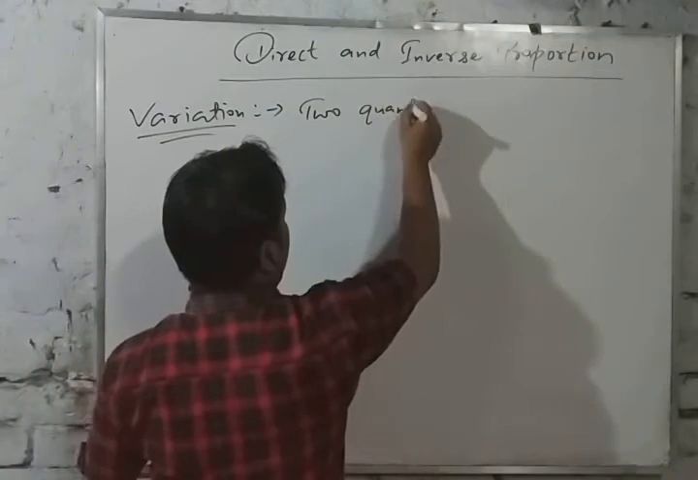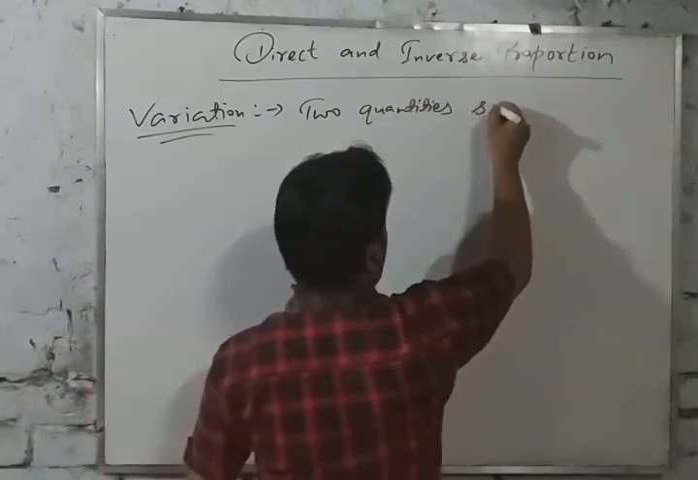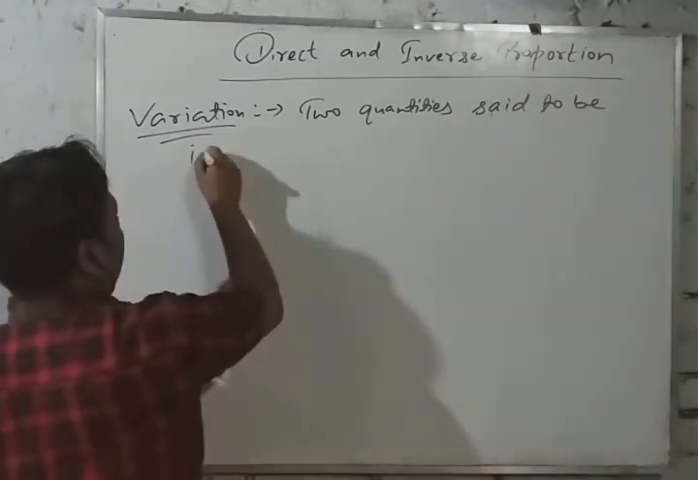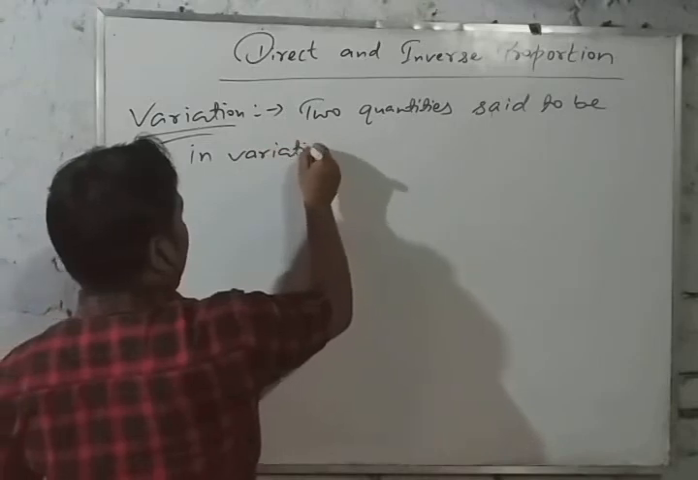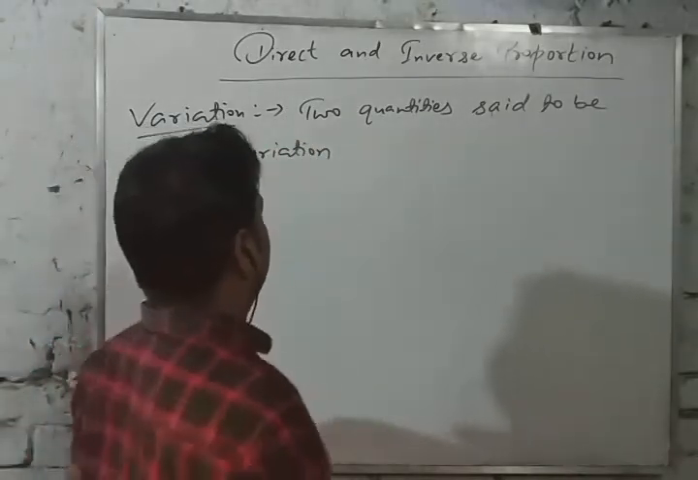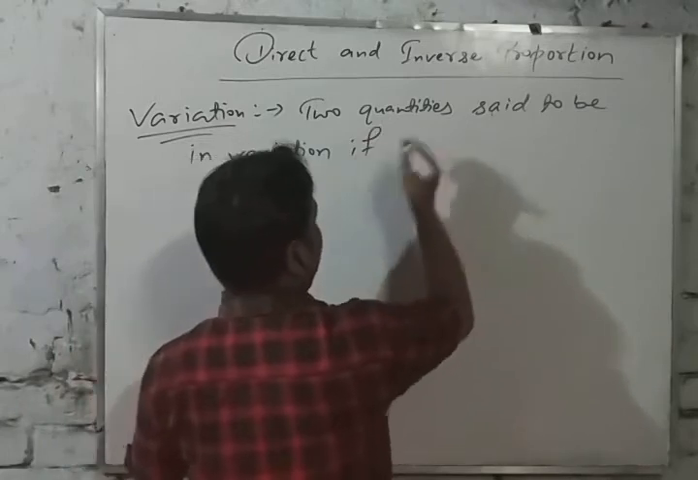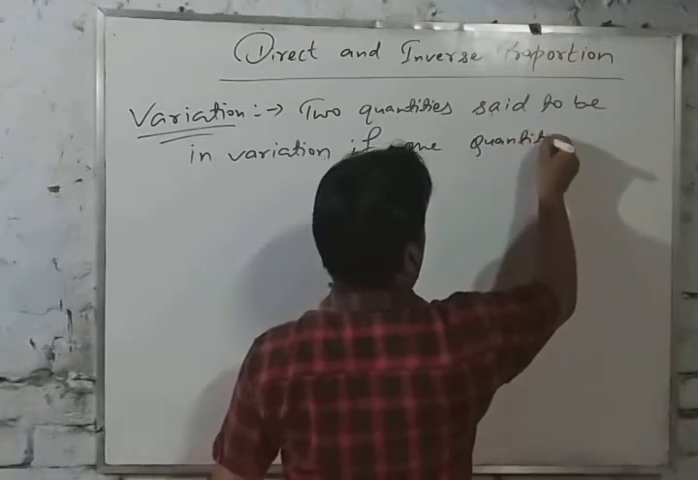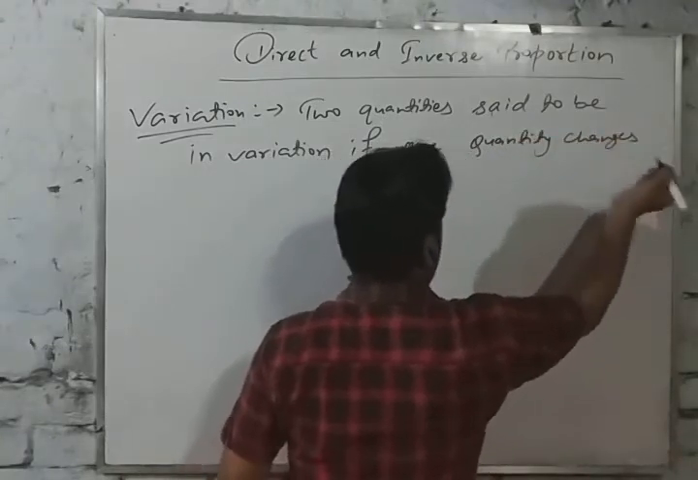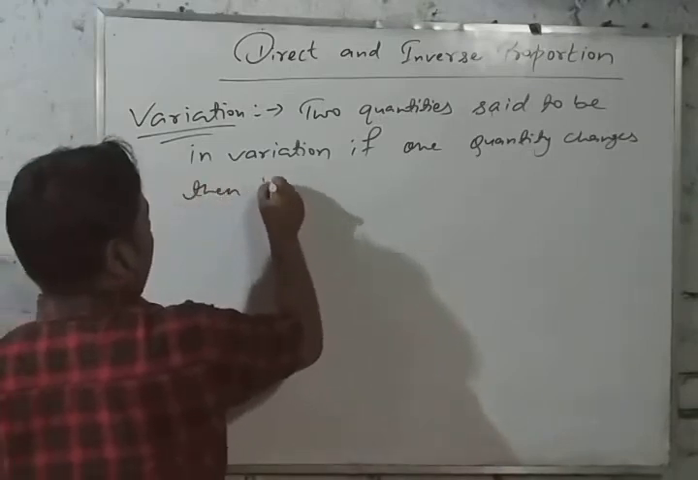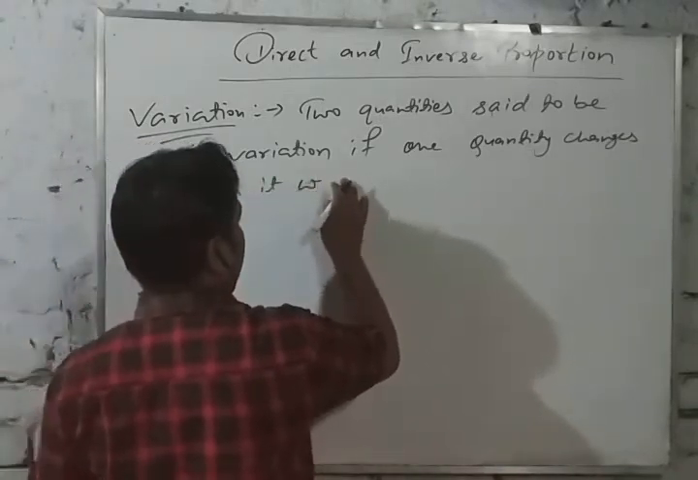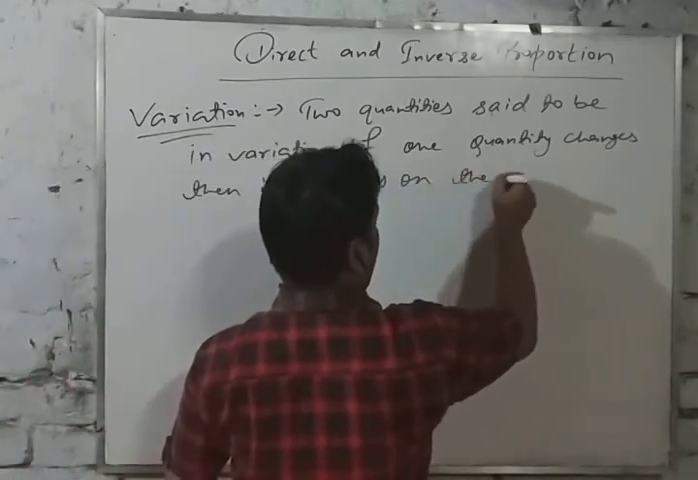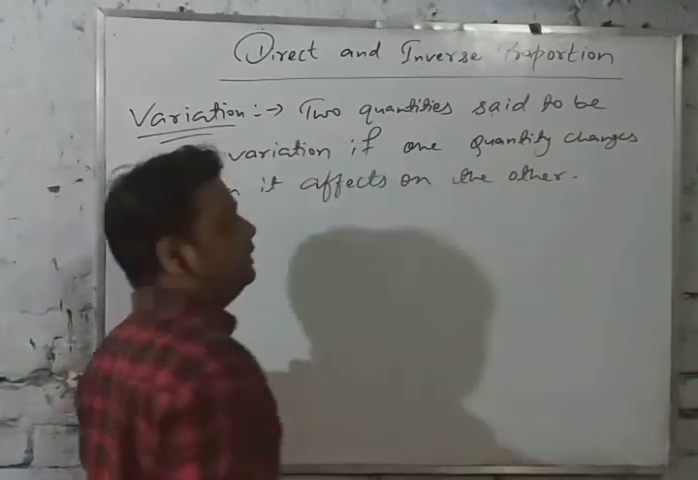Two quantities are said to be in variation if one quantity changes, then it affects the other, then it is called variation.